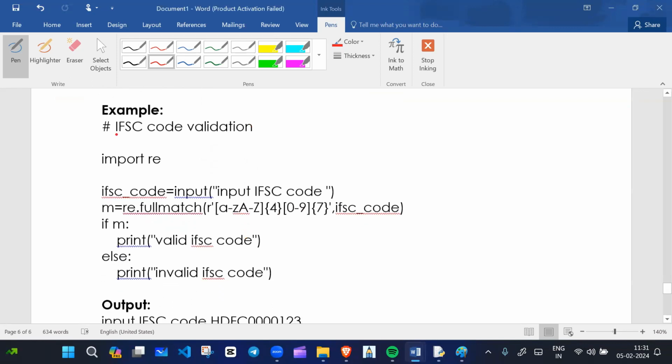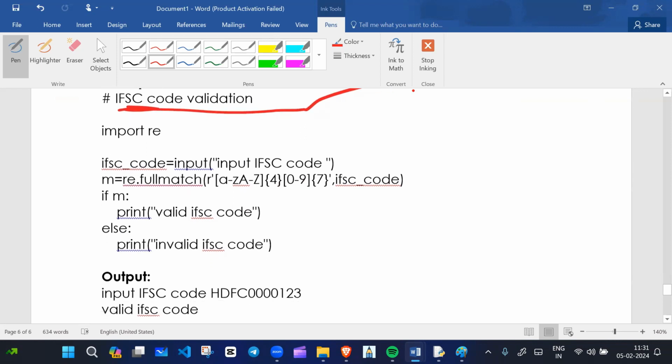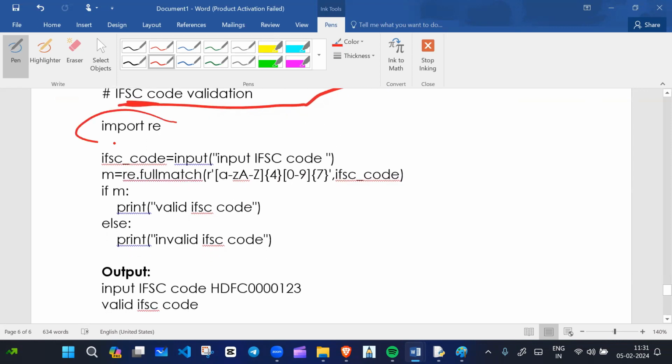Now the same is like IFSC code validation. So the same logic we can write, the same pattern we can create for this. First we will import the re module. Then we will take the IFSC code from the user. Then we will write capital A to Z, four characters only, either small or uppercase. Then 0 to 9 digits. How many digits could be entered? 7 digits, right?